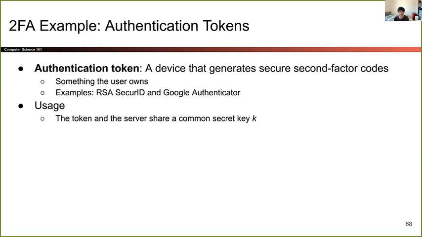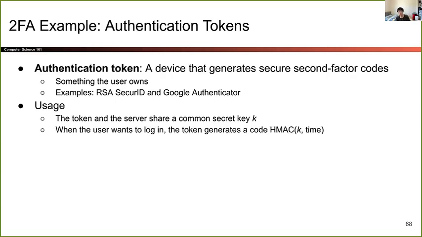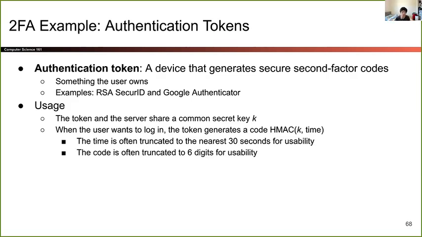This relies on cryptography. So in this case, the token and the server will share a key K. When the user wants to log in, the token has an algorithm where it just basically computes an HMAC with the current time. So that HMAC becomes the code. Often this time isn't down to the second, so you can be anywhere within a 30-second window. And we cut it down to 6 digits because you don't want to enter a 256-bit HMAC into your browser.